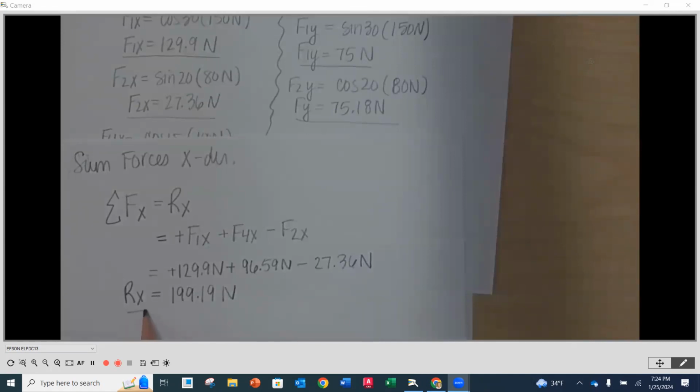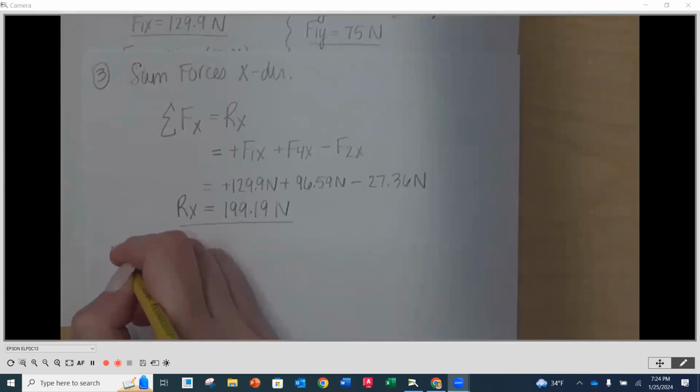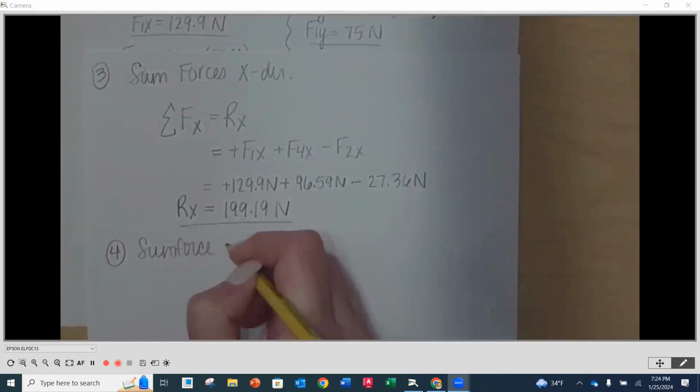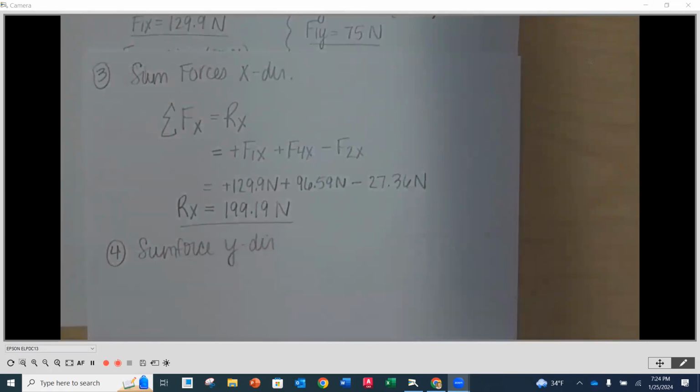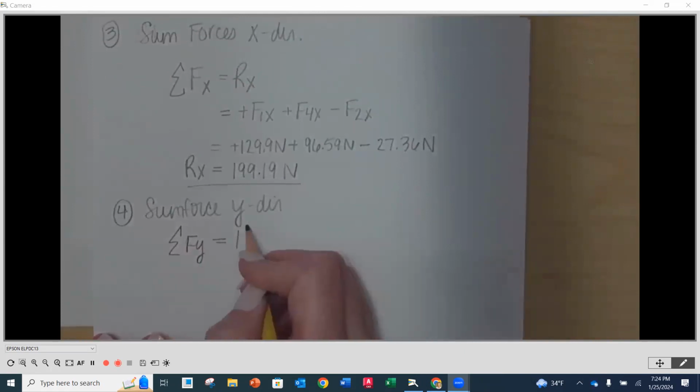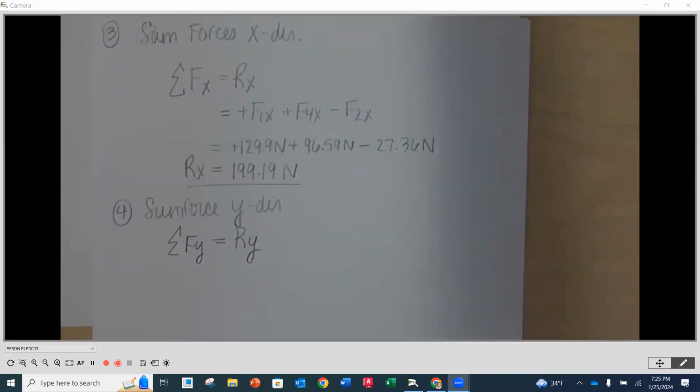All right, we're going to put a line underneath. This is not a final answer, but we're going to use it. Now we're going to do that very same thing, but this time we're going to sum forces in the Y direction, okay? So we're going to sum our forces in the Y direction equal, and this is going to give us our resultant Y component. So make sure you write that.